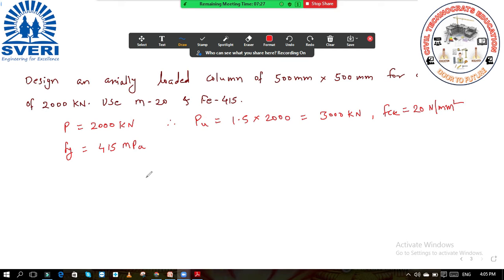Okay. So now here you can see L effective is not given. Here I will write: effective length of column is not given. Therefore, your e minimum you should take as 20 mm. Therefore, your e minimum must be 20 mm.